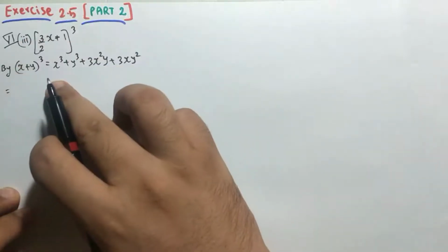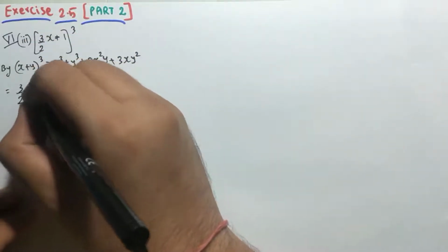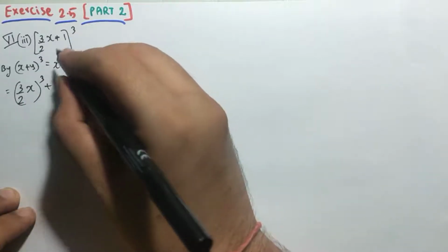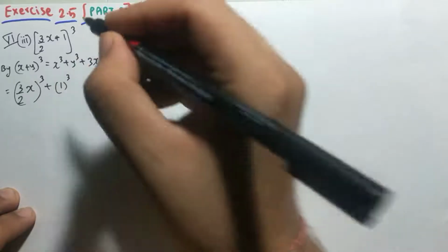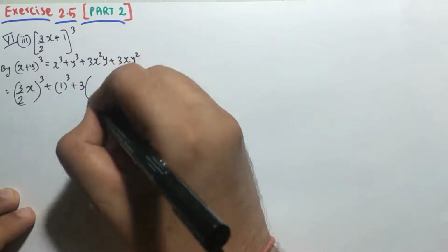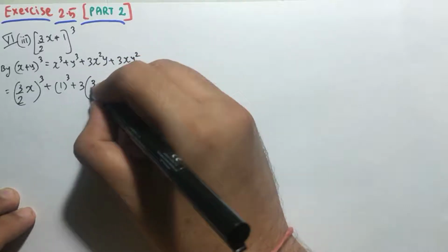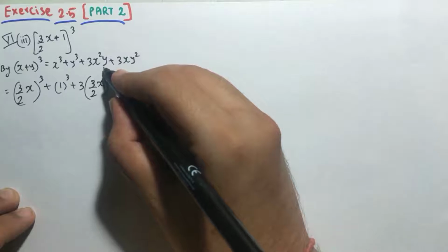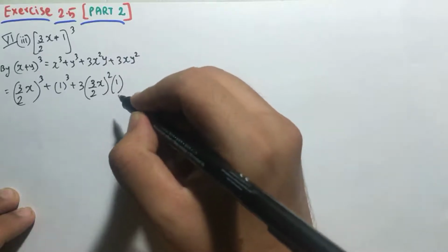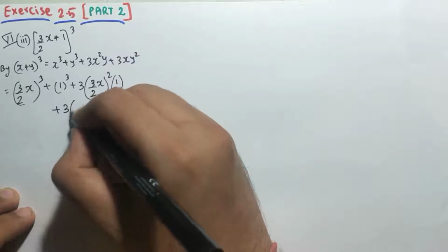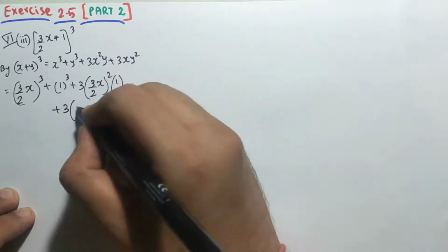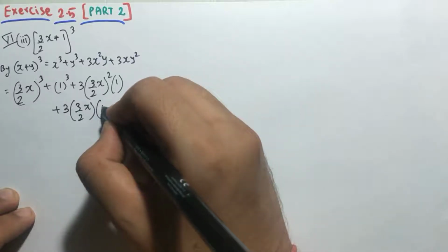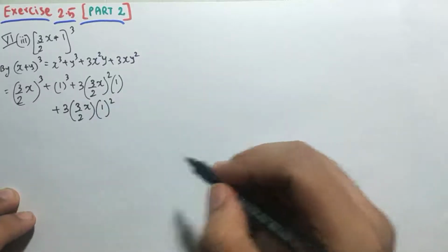So this is the cube of the first term. My first term is 3 by 2x. The cube of the first term, plus y cube, which means cube of the second term, that is 1 cube. Plus 3 multiplied by the square of the first term, that is (3 by 2x) the whole square, multiplied by y, that is the second term, which is 1. Plus 3 multiplied by the first term, that is 3 by 2x, multiplied by the square of y, that is the second term, 1 square.